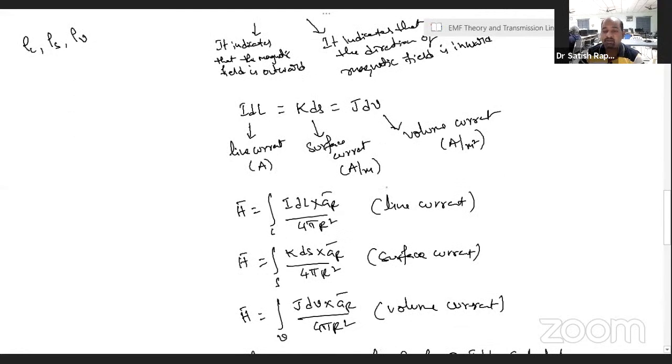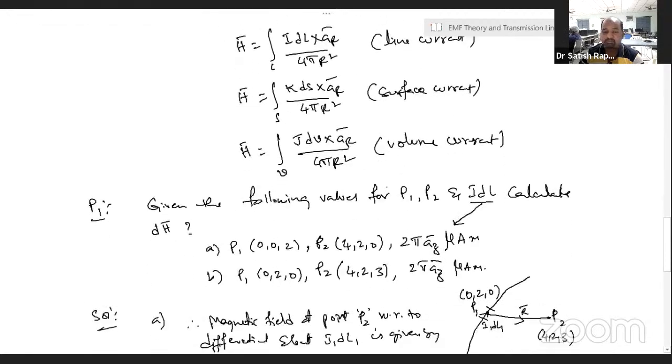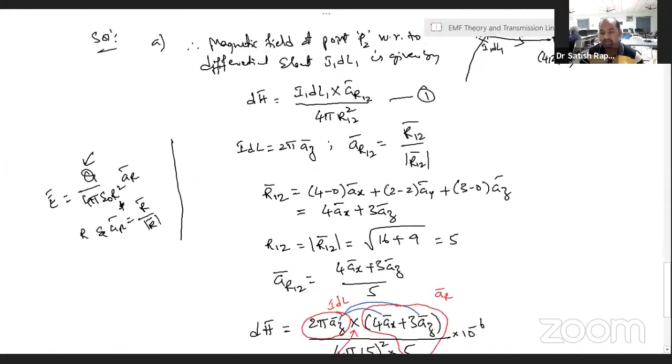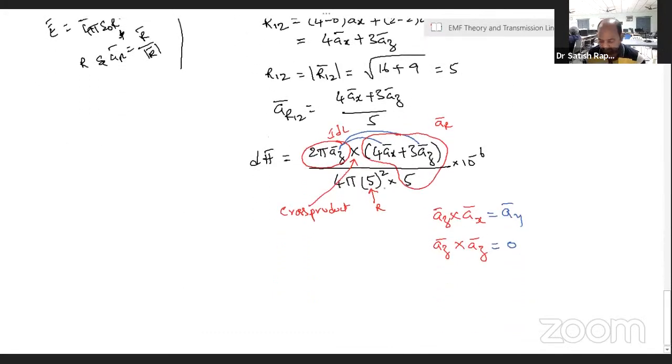Similarly, in electrostatics it is possible to have continuous charge distributions like line charge, surface charge, and volume charge. Here also in magnetostatics, it is possible to have line current, surface current, and volume current. I dl is line current, in amperes. K dS is surface current, in ampere per meter. J dv is volume current, in ampere per meter squared. And a related small problem we have done, right?